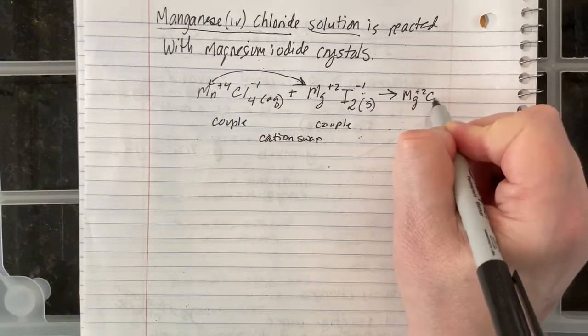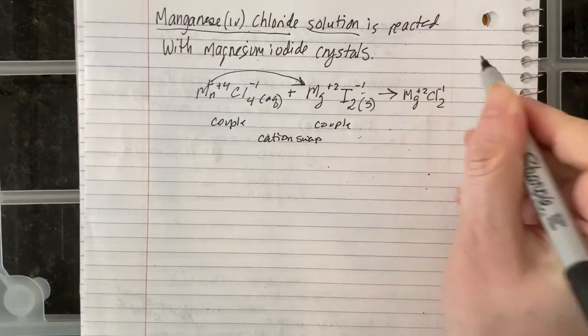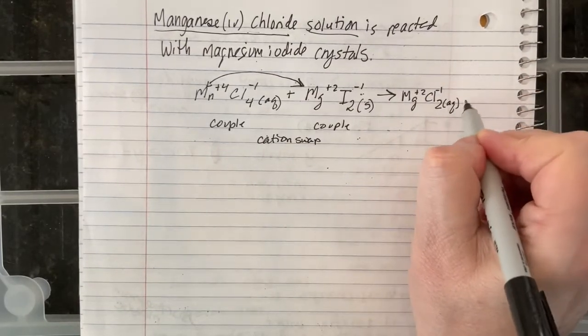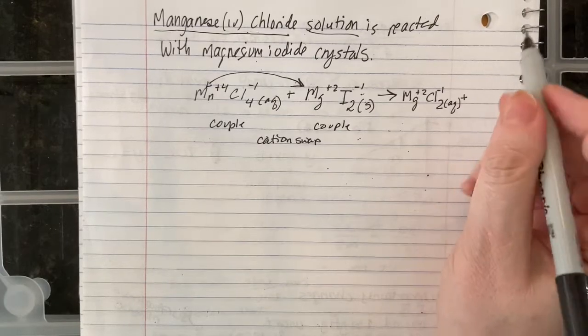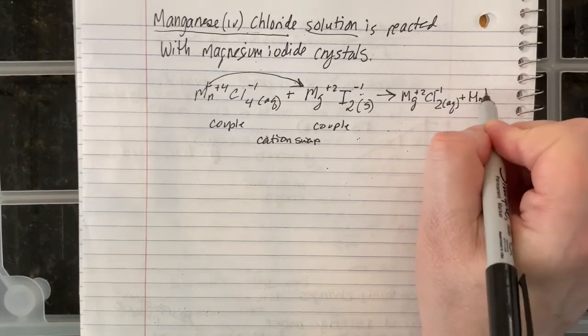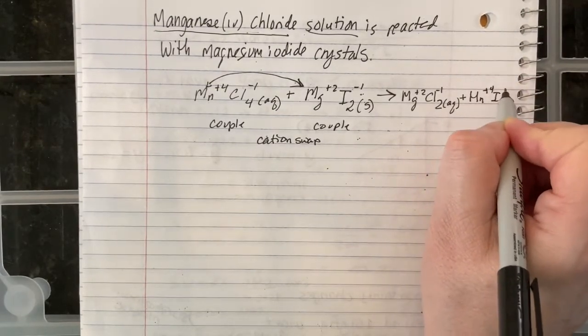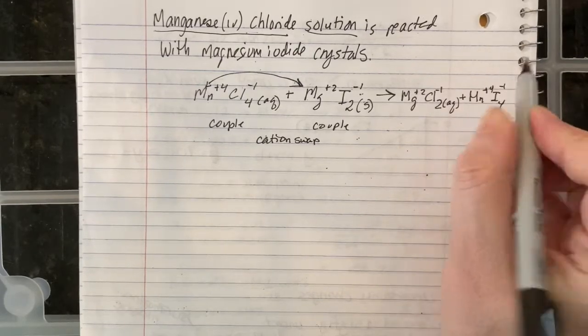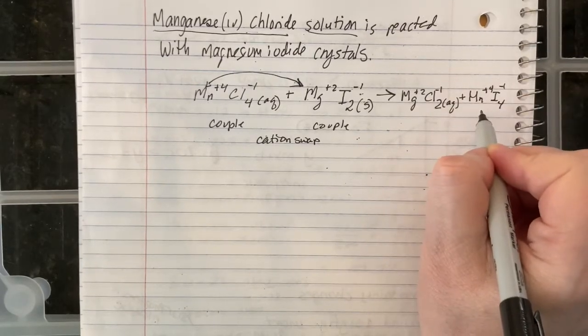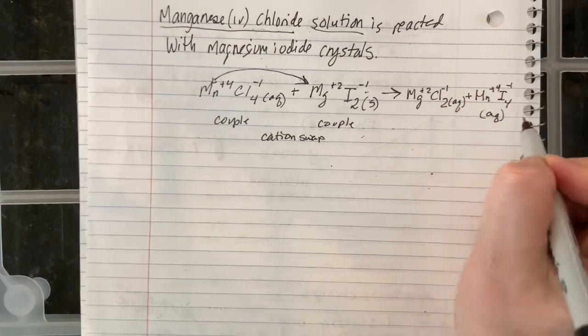Mg plus 2, Cl minus 1. Magnesium chloride, it's aqueous, plus manganese plus 4, iodine minus 1, MnI4, and it is actually also aqueous.